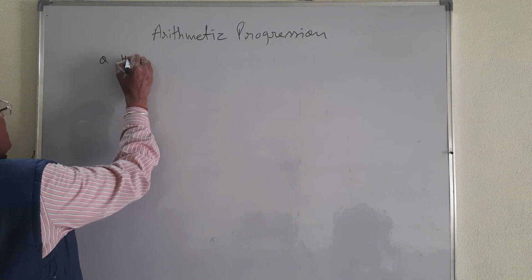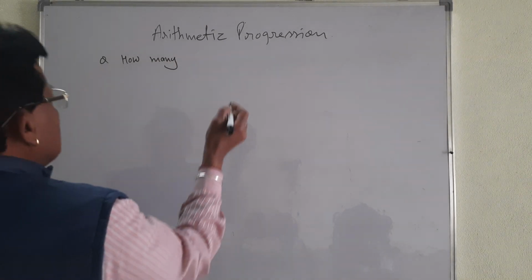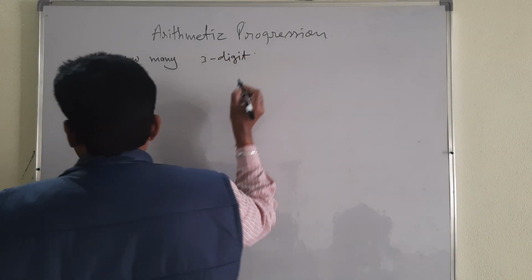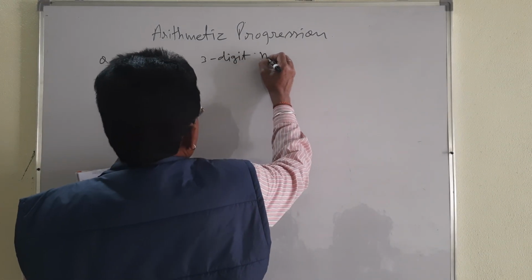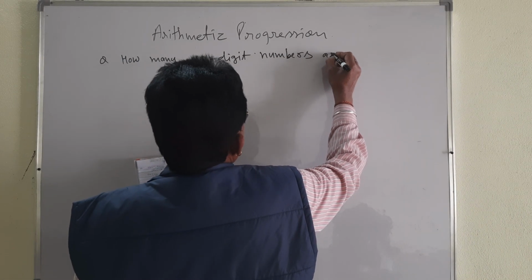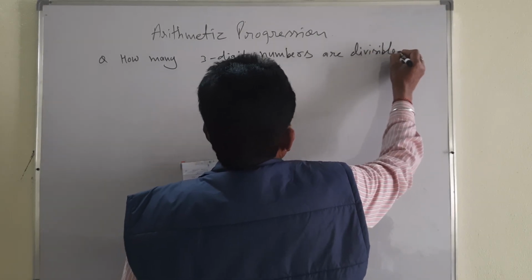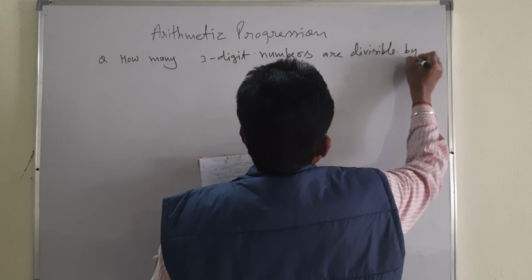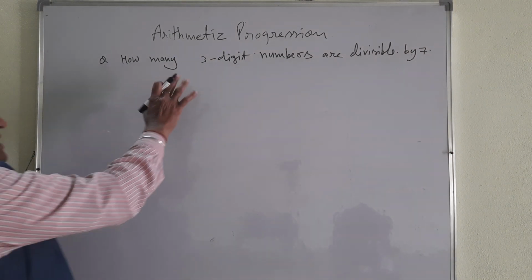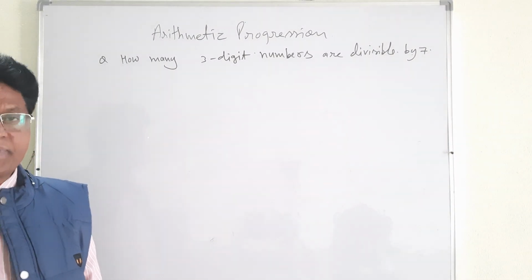Question: how many 3 digit numbers, see carefully, how many 3 digit numbers are divisible by 7? Most important question. Very, very important. Definitely such a question may be asked in the examination or in a competitive examination.